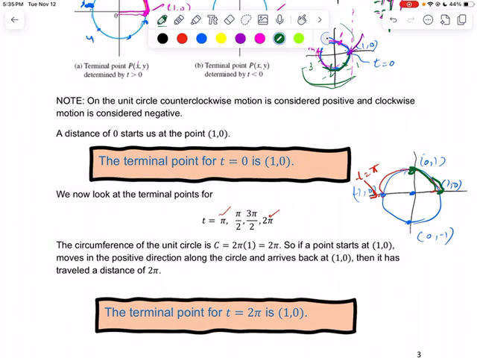What about 3 pi over 2? It means 3 quarters. So we start at the starting point, we cover this quarter, then this quarter, and then this quarter. So we have covered 3 quarters. So over here t will be equal to 3 pi over 2. So 3 pi over 2 is 3 quarters. So the terminal point is 0, -1.